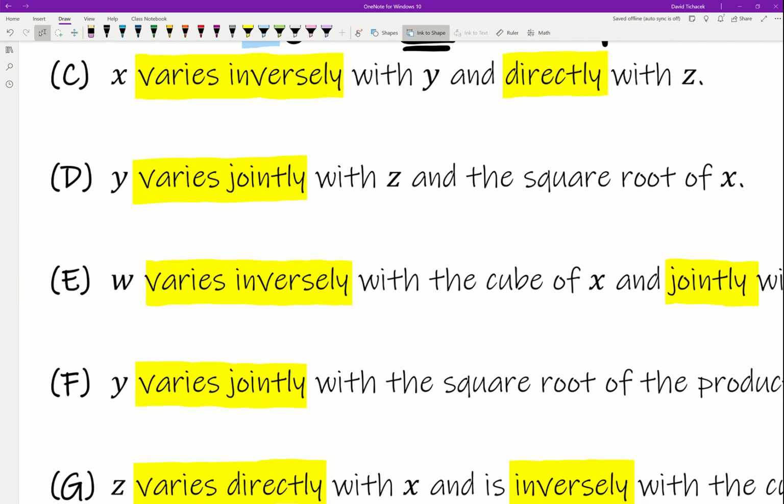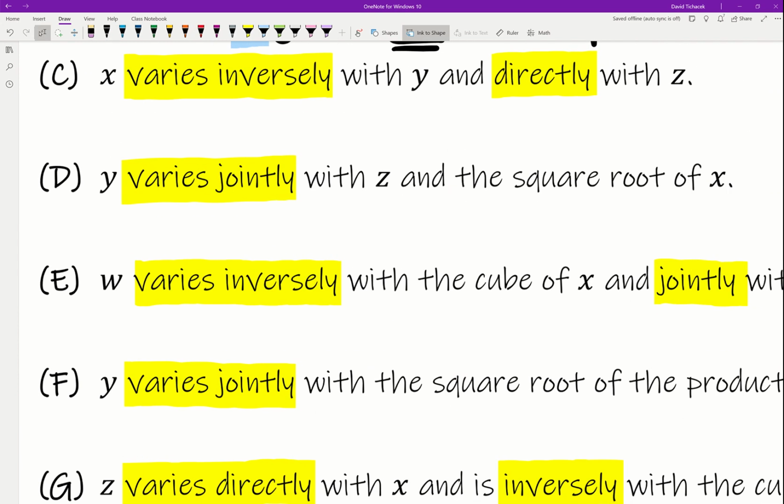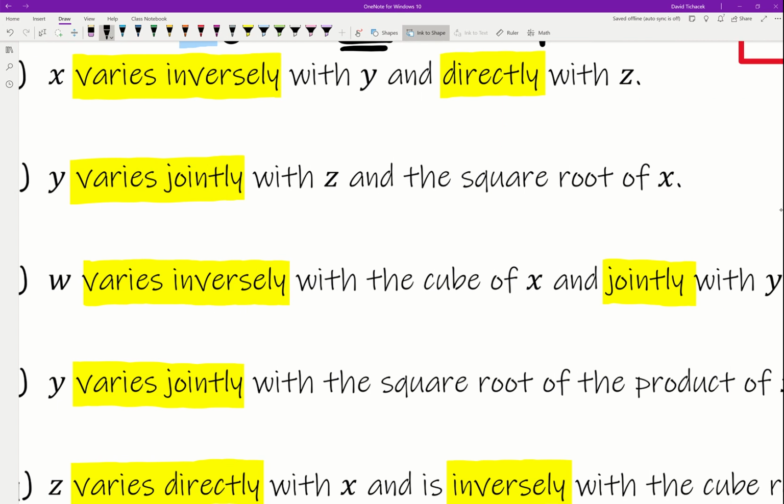So part C here, pretty quickly, again, it just says varies inversely as Y, and then varies directly as Z. So to write the model down for that, we would say that X is going to be related to Y by an inverse relationship, so K divided by Y. And then it varies directly as Z. So up here, I'm just going to go ahead and say Z times K to account for that direct variation there. Okay? And so there's your model.